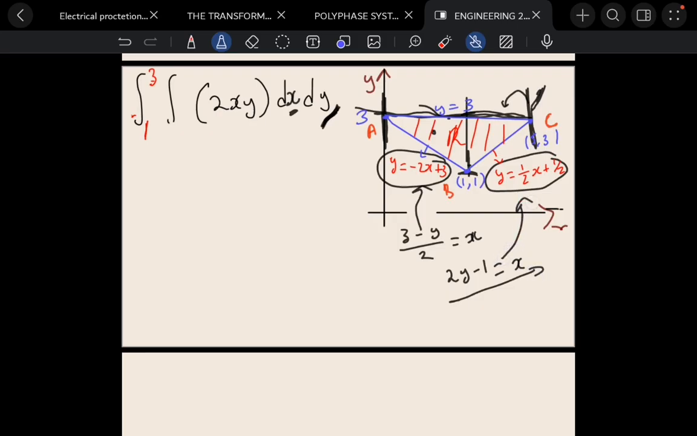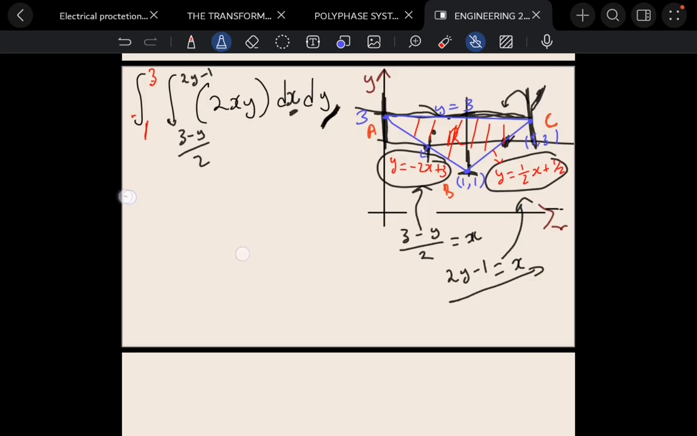So how would you get these bounds? To get those bounds, it is very, very easy. You just draw a horizontal line starting from here to there. Now this graph in terms of x is what? It is (3 minus y) all over 2. And then this graph in terms of x is going to be 2y minus 1. Now you can integrate that.